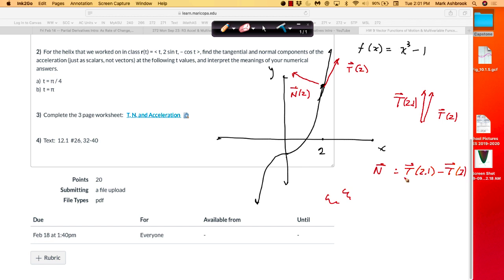All right, so which way is T of 2.1 minus T of 2? So N is representing the change in T. And T is the direction of motion, so the change in T as you go up this curve is like the direction of turning, showing you which way that tangent is sweeping as it goes more and more. So it's the change in direction. Does that help? Okay, so how can we get T of 2?